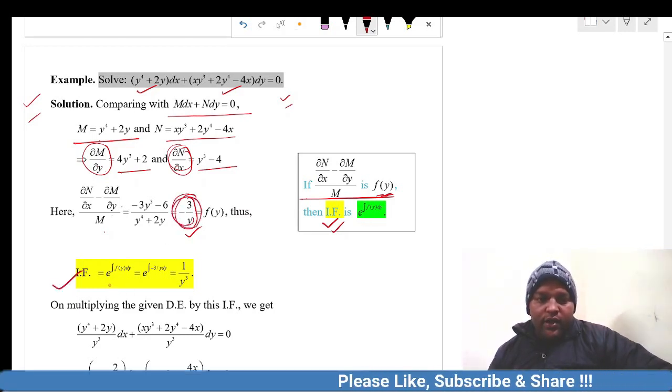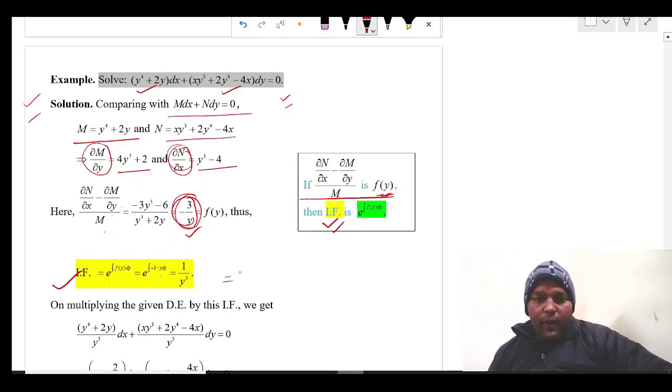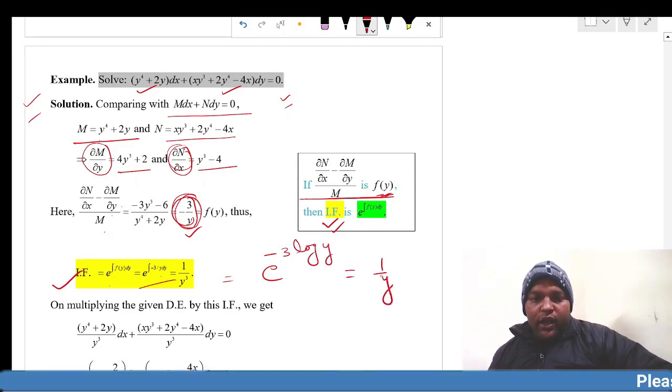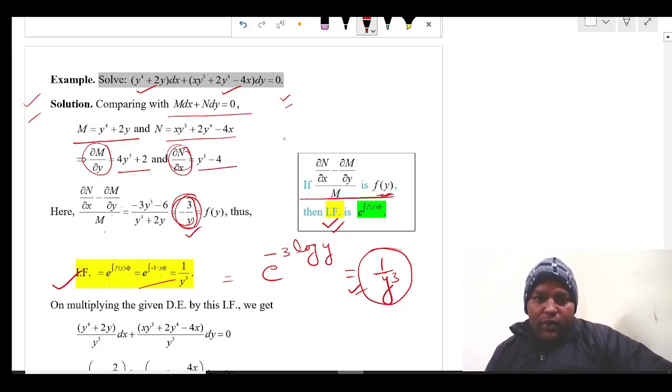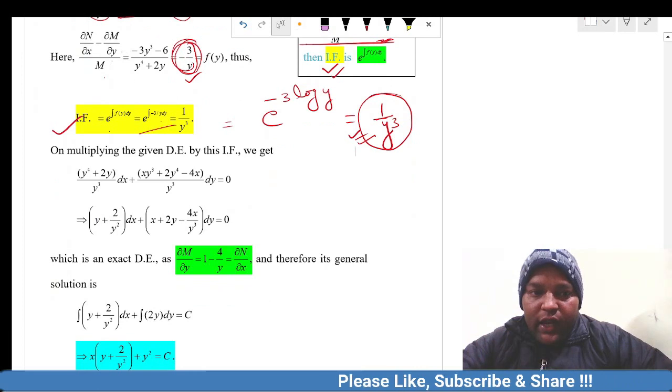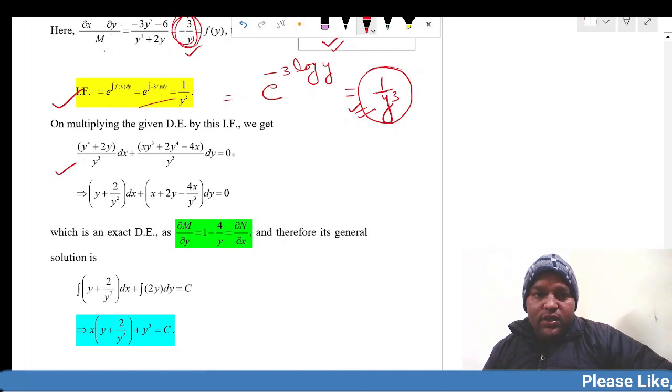Therefore the integrating factor is e raised to the power integration of minus 3 over y, which is, integration of minus 1 over y is log of y. Then using the property of logarithmic function and exponential function, the integrating factor is 1 over y cube. What does it mean? It means that if we multiply this non-exact form with this function, the resulting form is obtained in the form of an exact differential equation. So we have simply multiplied the given equation with this integrating factor.